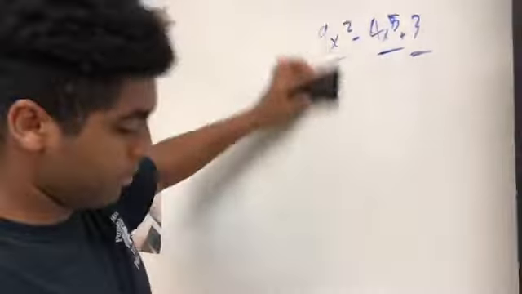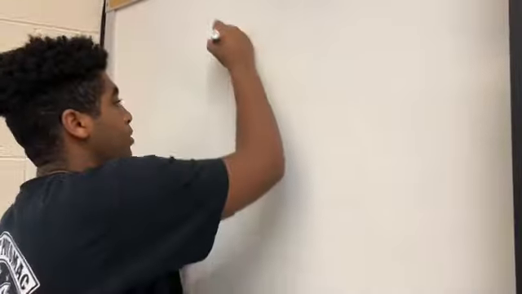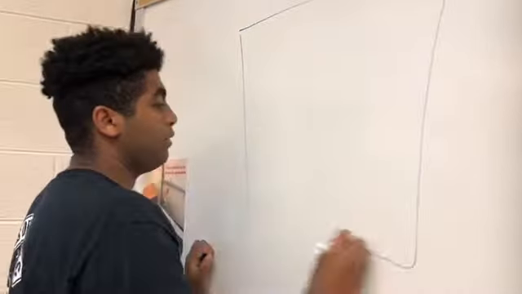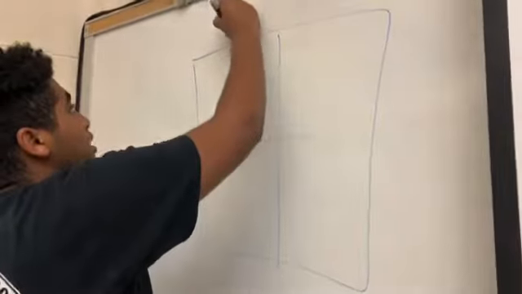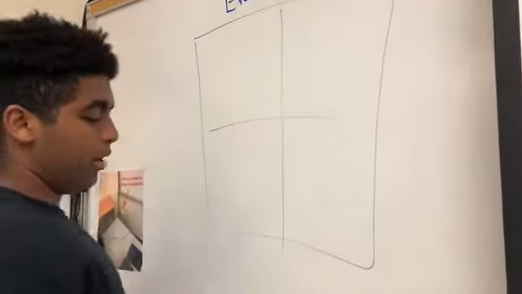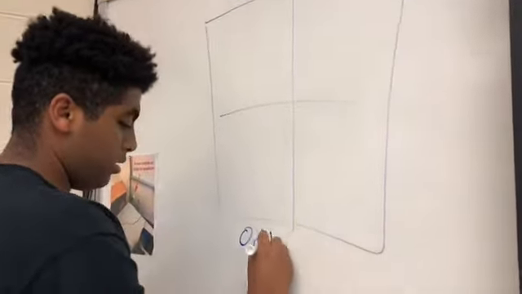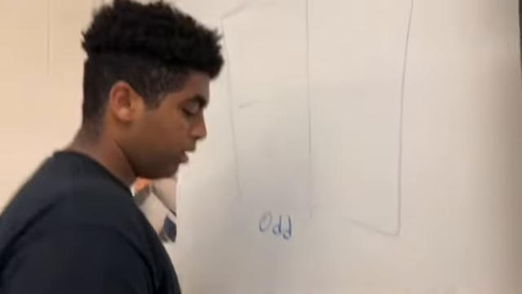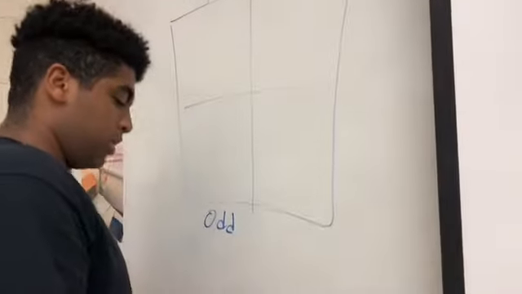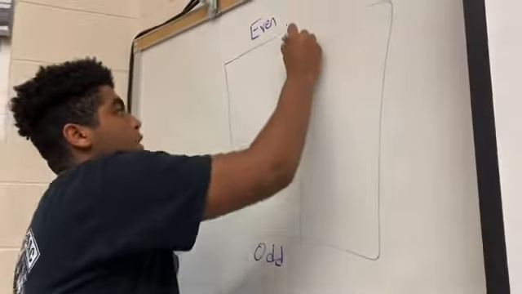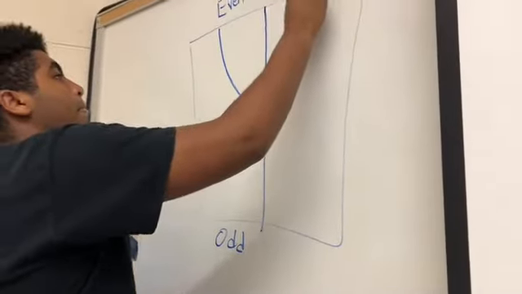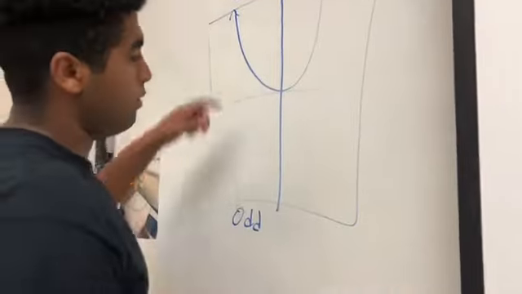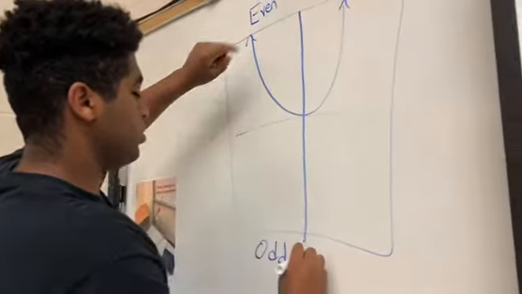So now that we have covered finding key features, we're going to be doing a sketch of the polynomial. So we're going to be doing a graph, and we're going to be doing the difference between even and odd. An even degree is always symmetrical to the y-axis. So this is going to be our y-axis, and an even degree would always be like this, indicating that it's even. It's always symmetrical to the y-axis.